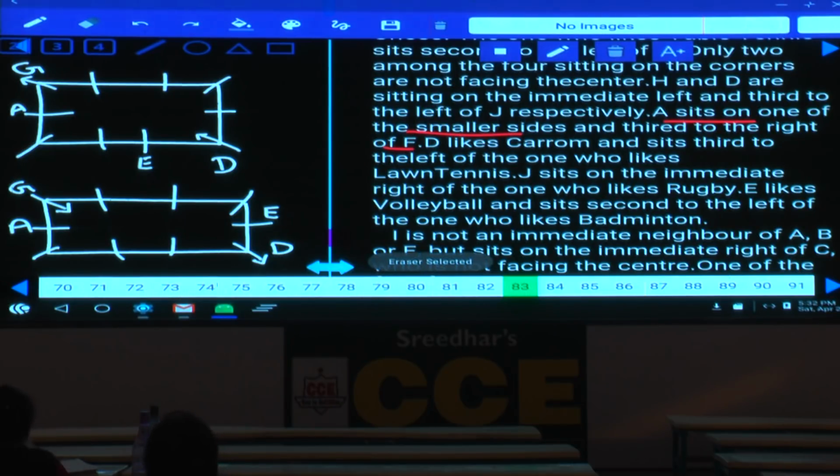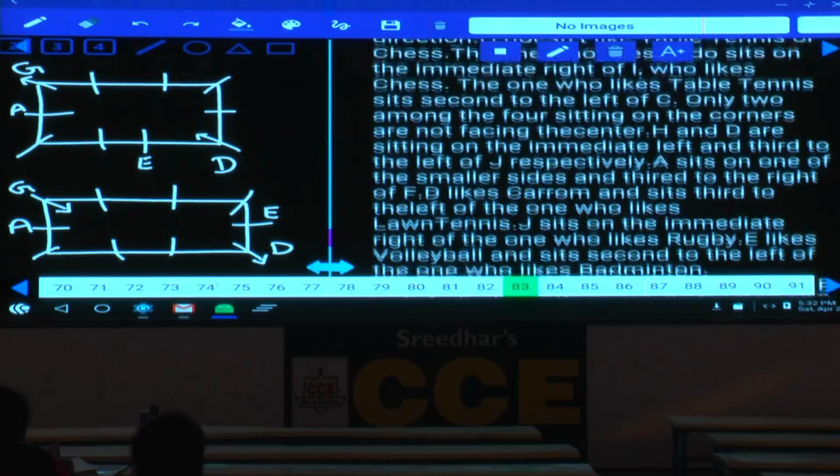Now in the first case, if you observe here, A can be at this place if you take. And what is the other information we have? I and F and G. A sits on one of the smaller sides.